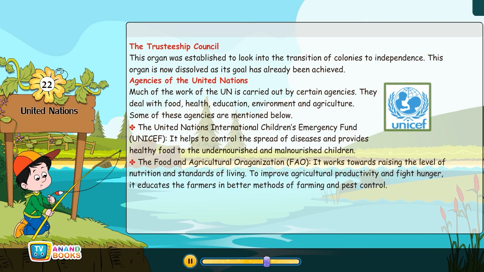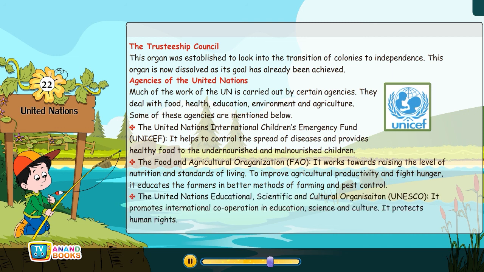The Food and Agricultural Organization, FAO. It works towards raising the level of nutrition and standards of living. To improve agricultural productivity and fight hunger, it educates the farmers in better methods of farming and pest control. The United Nations Educational, Scientific and Cultural Organization, UNESCO. It promotes international cooperation in education, science and culture.